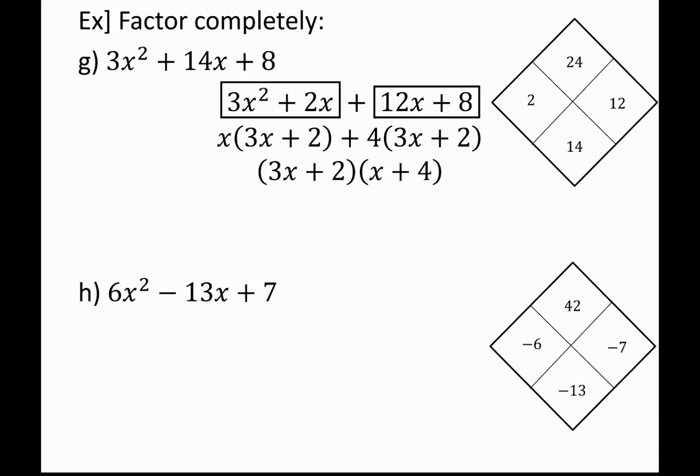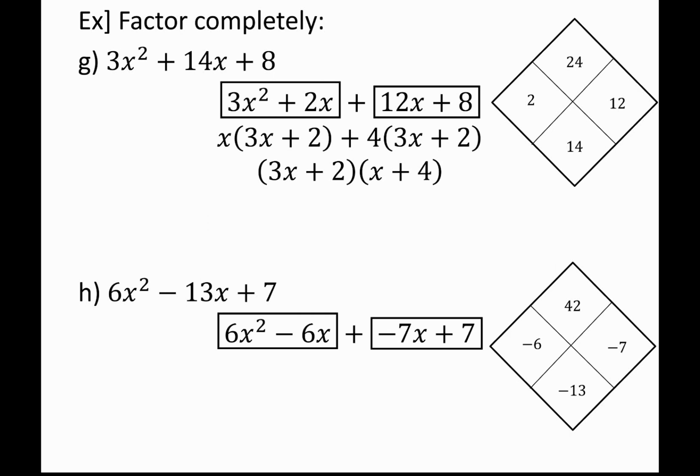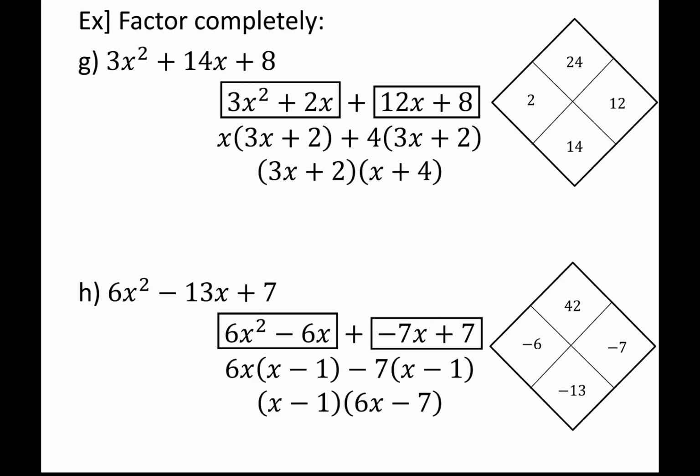Oh, that's beautiful. Look at that. So your GCF of the first grouping here will be 6x. The second grouping will be negative 7. And there you have it. Factored form in no time at all.